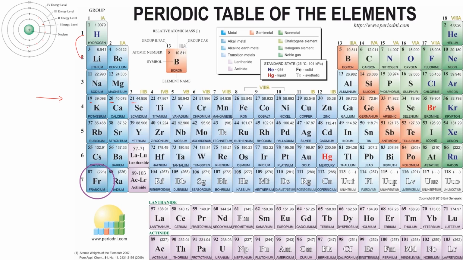While moving from top to down, I'm increasing the number of my levels. So the first period, I have the first level. The second period, I have the second level. The third, I have the third level, and moving until I have 7 levels. So in here, you could see I'm increasing the size of my atom. While moving from left to right, I'm just increasing the number of the electrons within the same level, which will create a strong attraction between my nucleus and the electrons.